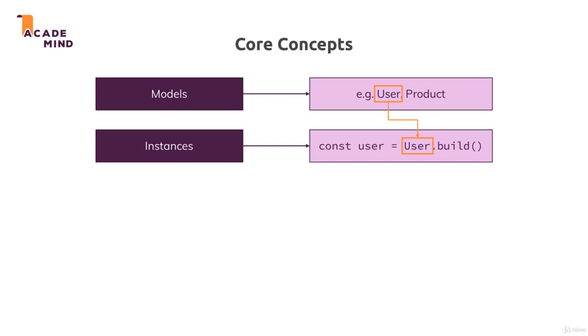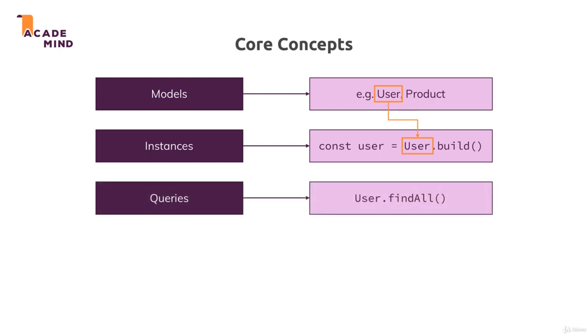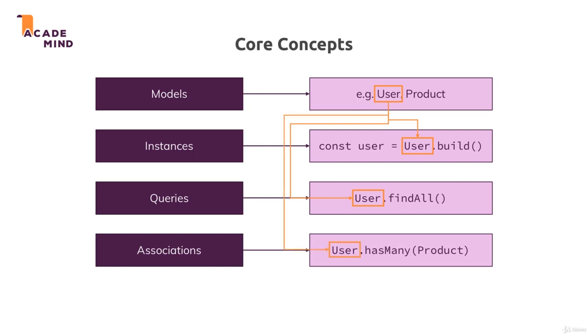So we have a connection here. And we can then run queries on that. That could be that we save a new user, but it could also be that we find all users as an example. And here again, this always relates back to our model, which we define with Sequelize. And we can also associate our models. For example, we could associate our user model to a product model. So this is what Sequelize does.